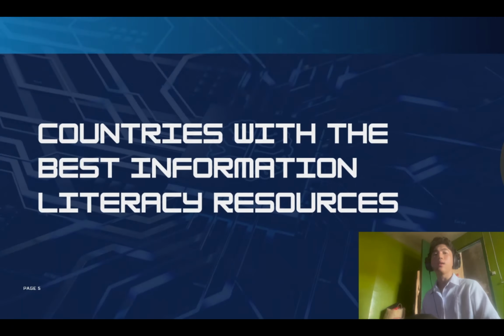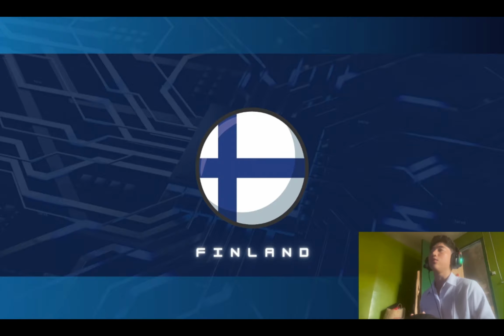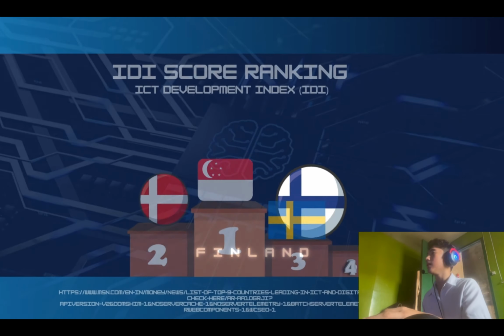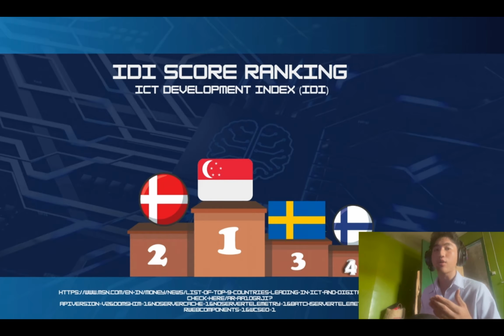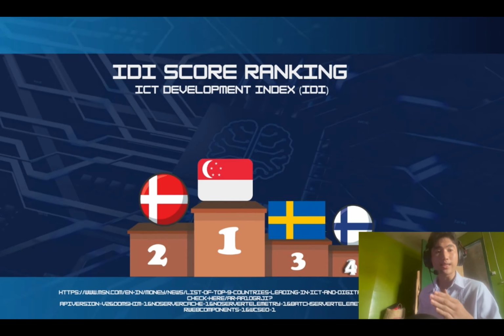Now, let's take a look at some countries with the best information literacy resources. Finland. So, we already know that Finland is like the happiest country, right? So let's take a look at their credentials. From here, we can see the IDI score ranking, or IDI, also known as ICT Development Index. This basically measures a country's connectivity to Wi-Fi, how fast their computers and technology are, basically just how advanced their digital infrastructure is. And in here, Finland ranks fourth, which is not an easy feat.